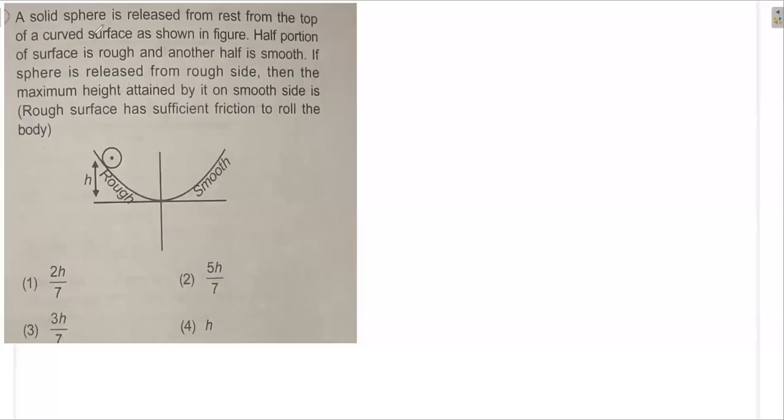Okay, so the next doubt: a solid sphere is released from rest, so it starts from rest from the top of a curved surface as shown. Half portion of the surface is rough, and the other half is smooth. If the sphere is released from the rough side, then what is the maximum height attained by it on the smooth side?